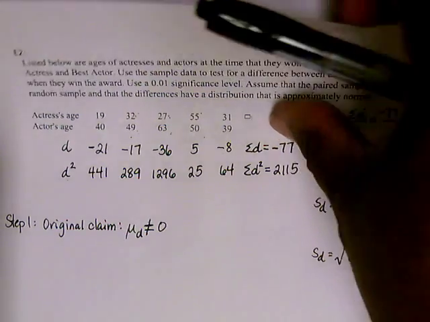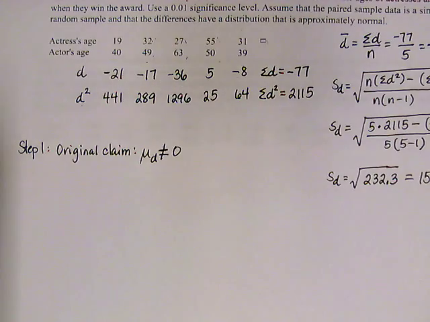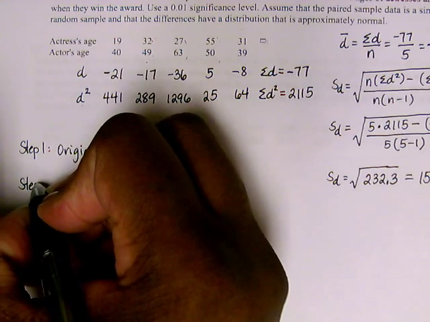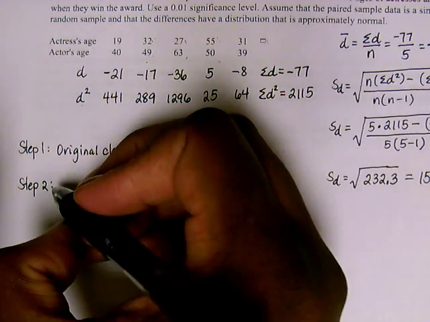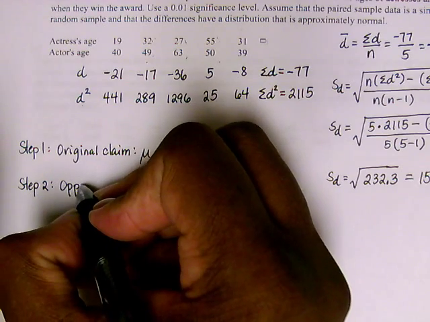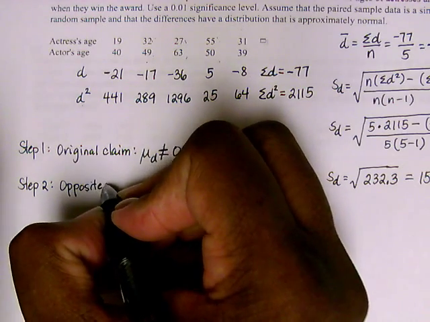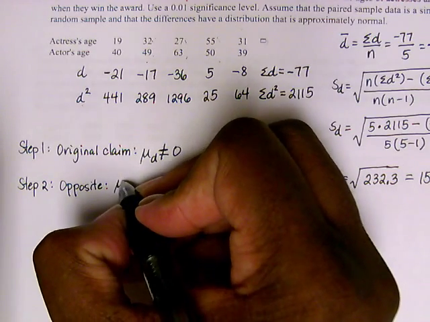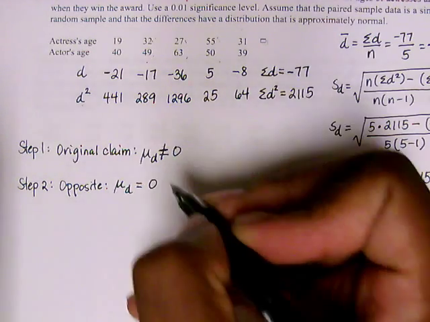Now step number 2 is the opposite of the original claim. And that is, the opposite of not equal to will have to be equal to. So here mu sub d equals 0.